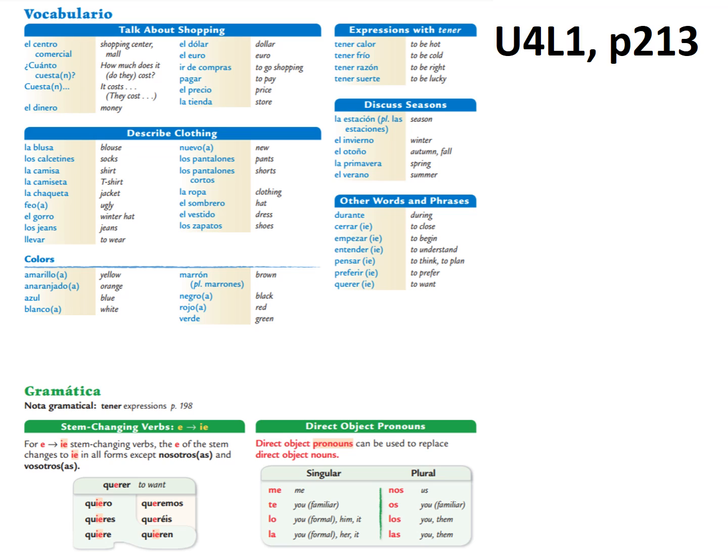Marrón is brown. Marrones is plural for brown. Negro is masculine for black. Negra is feminine for black. Rojo is masculine for red. Roja is feminine for red. Verde is green. Expressions with the verb tener.